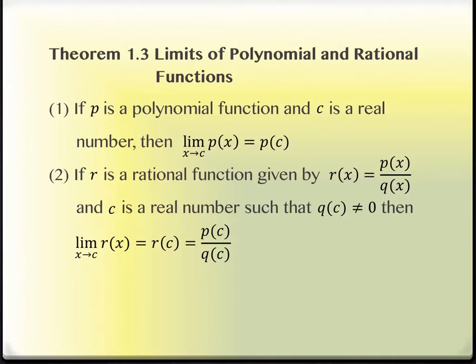The second one says that if I have a rational function, I have the same ability. Again, as long as the denominator is not 0, I can simply evaluate my rational function by plugging in the limit that x is approaching. As x is approaching c, I can use that c value and replace all my x's. So again, everything you want to be true is happening. Life doesn't usually work that way. So be happy right now that it is. It's good news.